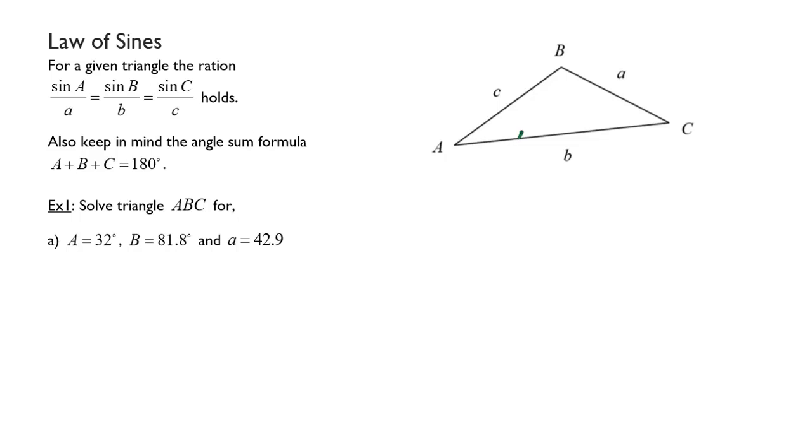I'm going to label the angles and corresponding opposite sides as follows. If angle A is 32 degrees, the opposite side is 42.9. That is a length. I also know that angle B is 81.8 degrees. I don't know the opposite side. And I also don't know angle C.